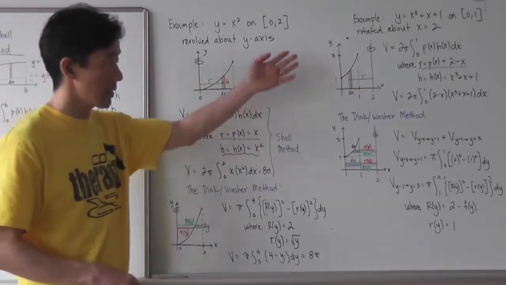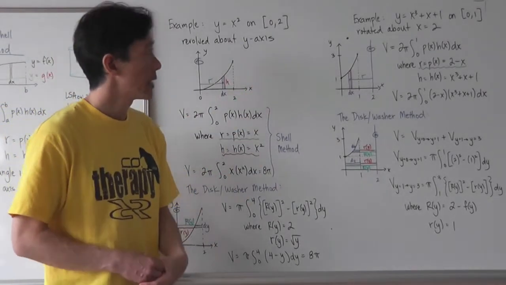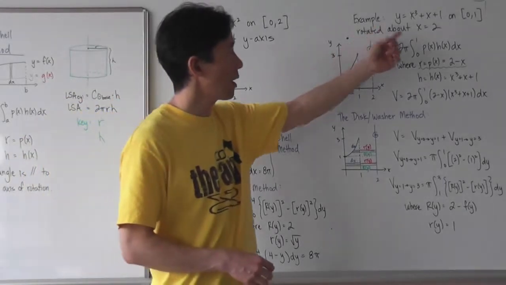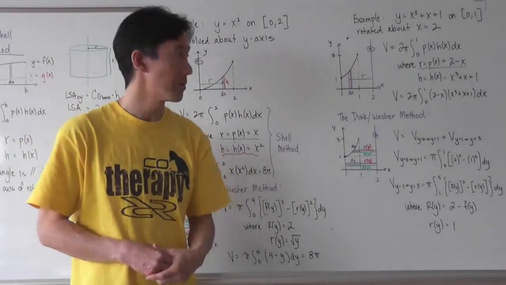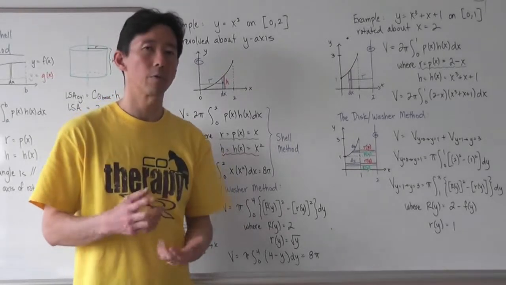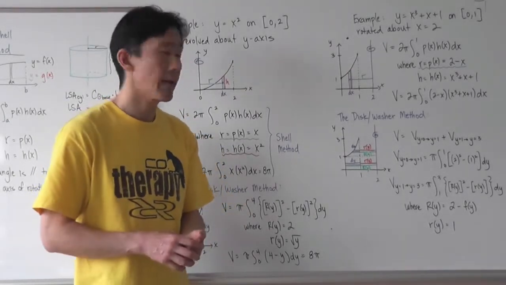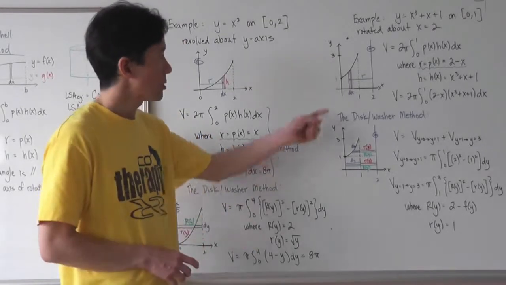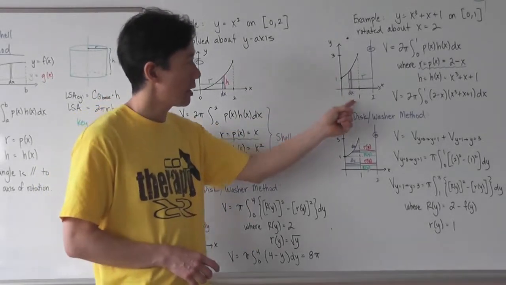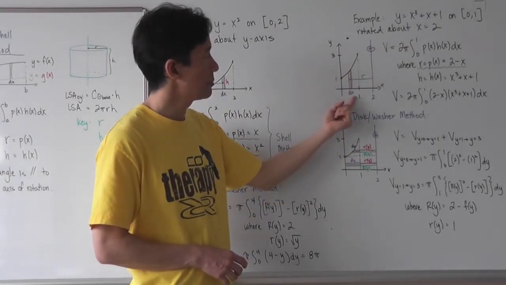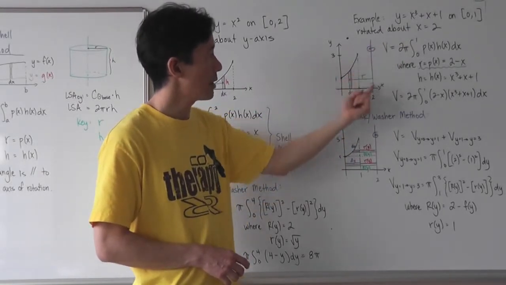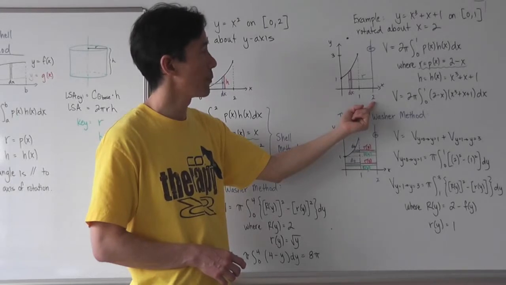Okay, so let's take a look at another example here. This example says if you have y equal to x cubed plus x plus 1 on the closed interval from 0 to 1, let's rotate this about the line x equals 2. I've drawn the diagram here of what this function is on that particular interval, and of course here is going to be our axis of rotation.